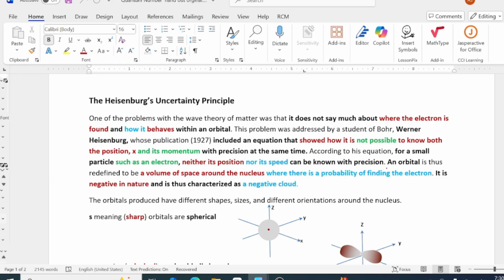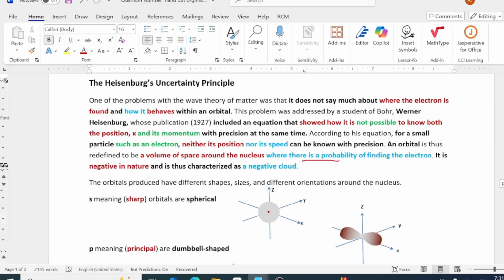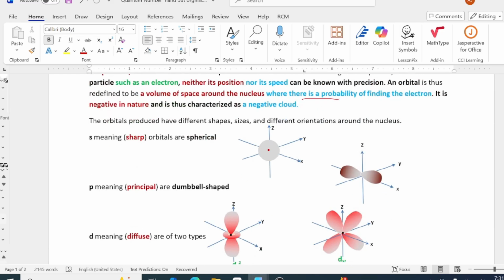An orbital is thus redefined as a volume of space around the nucleus where there is a probability of finding the electron. It is negative in nature and is thus characterized as a negative cloud. And of course, that volume of space will be characterized as a negative cloud. So, the orbitals produced have different shapes, sizes, and different orientations around the nucleus.